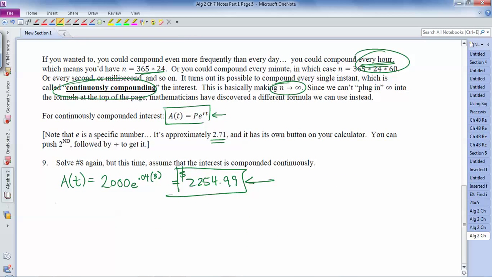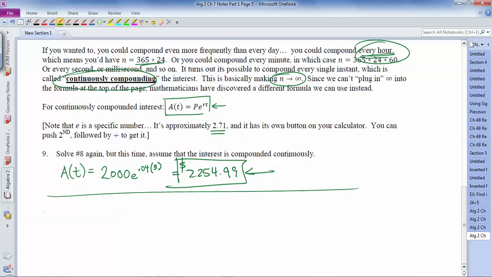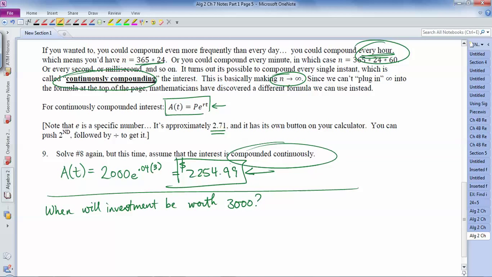Let me throw one sample problem at you just so you see it. This isn't on the page, but the question is, when will your investment be worth, let's say, $3,000? And we're going to assume that it's continuously compounded. So that means we want A of t to be $3,000.